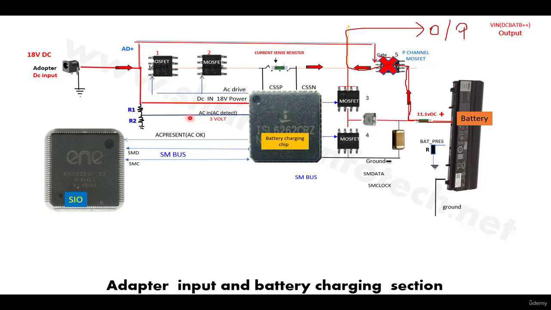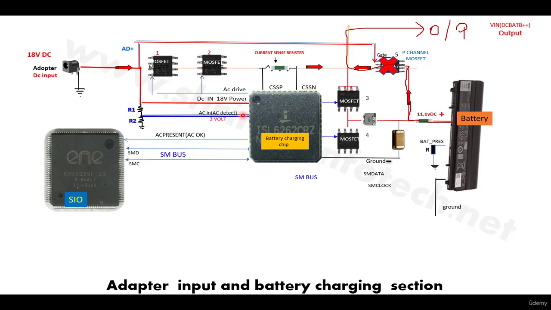When we apply the current to this DC jack, this divider circuit divides the voltage, and 3 volts will be generated according to Ohm's law. This 3 volts is given to this AC detect pin. Here the AC does not mean alternating current, it means adapter current detect, or adapter current in. If this adapter current in pin gets the 3 volts, then this chip will come to know that the adapter voltage is present.